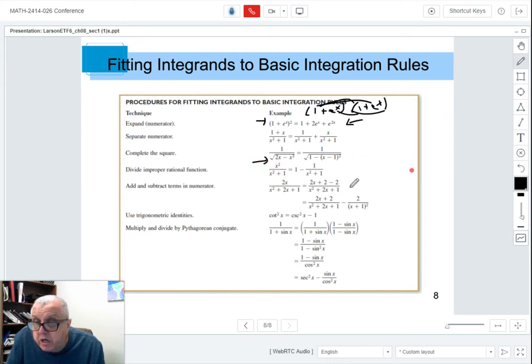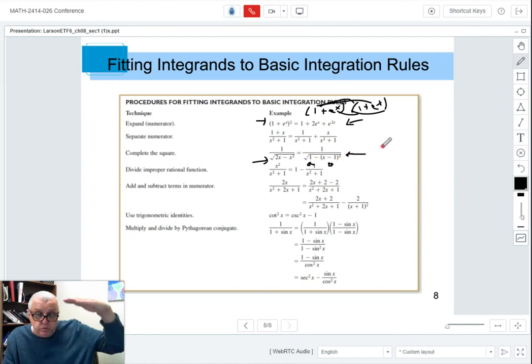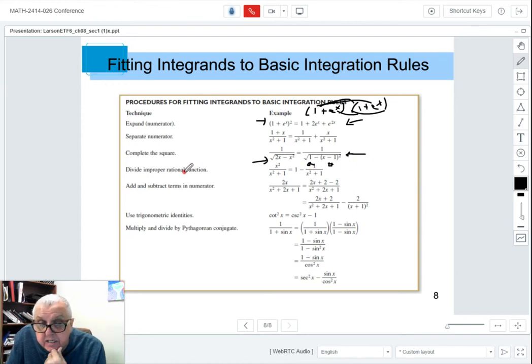This one's kind of important. With 2x minus x squared, you can complete the square, and this is what you would get when you complete the square. Then you would have a, and this could be u squared. So with the square root, that's one of those rules, 18, 19, or 20. It's not 19, so it's either 18 or 20. You can take a look at that.